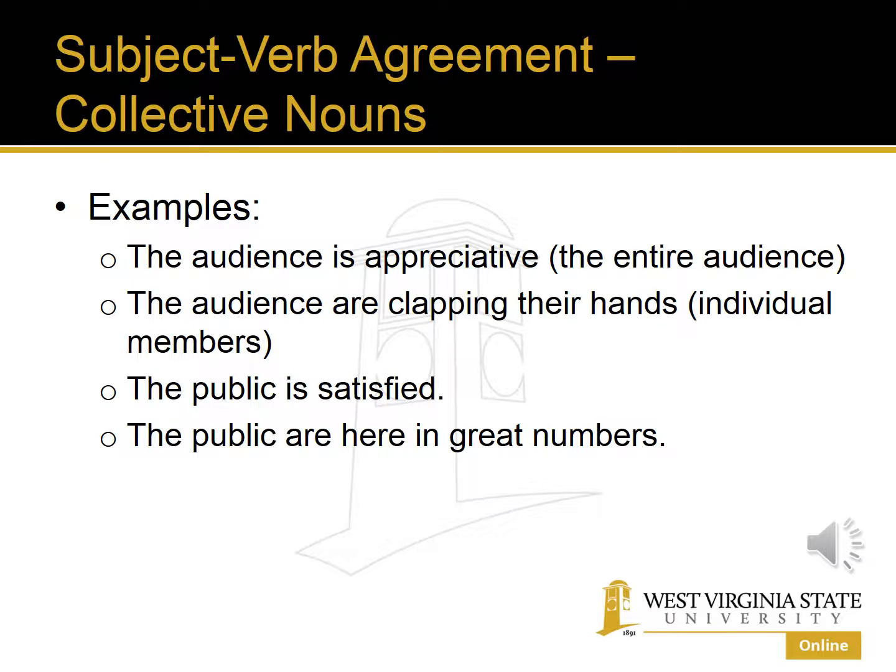So let's look at a couple of examples of collective nouns in action. The first sentence, the audience is appreciative. Here we have the singular verb is, because audience, while a collective noun, is referring to the entire audience. We're looking at the audience as a unit. So we say the audience is appreciative.